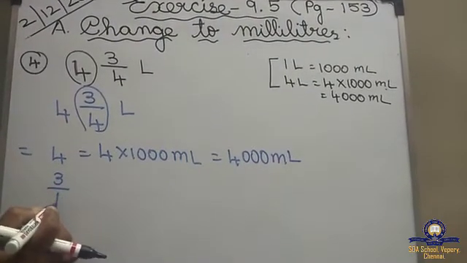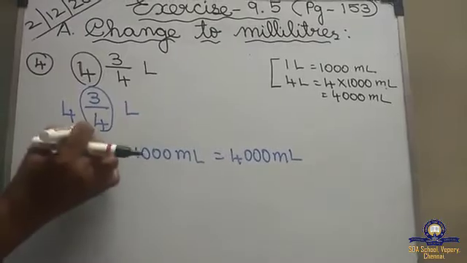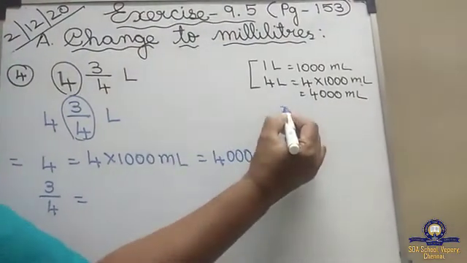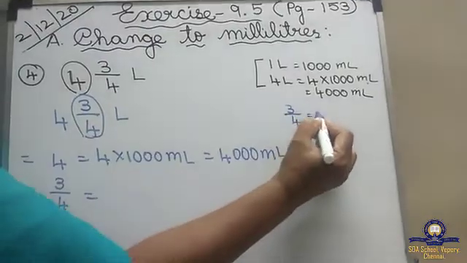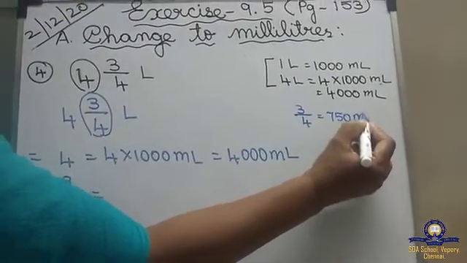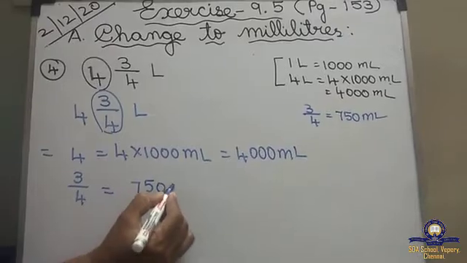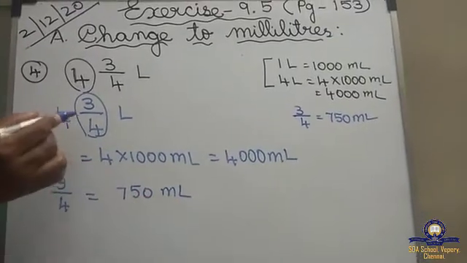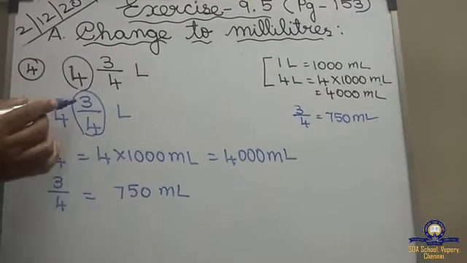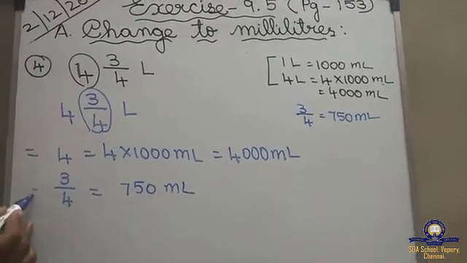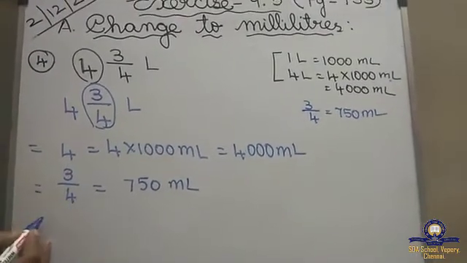So 3 by 4 is equal to how many? 3 by 4 means what, children? Mukkal. Mukkal means what will come? 750 ml. You should not forget 1 by 4 means kal. 3 by 4 means mukkal. 1 by 2 means half. Okay, children? So, what answer will come, children?